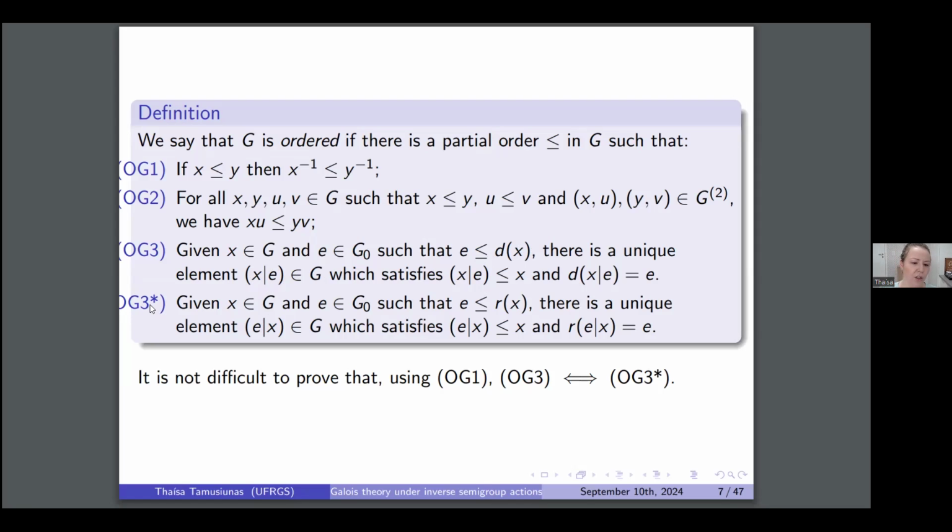The condition OG3 star is equivalent to 3, but here we are considering the range. So given X an element in G and E an identity or an object, such that E is less or equal than the range of X, there is a unique element, this is a restriction range, that satisfies this restriction range is less or equal than X, and the range of this element is E.